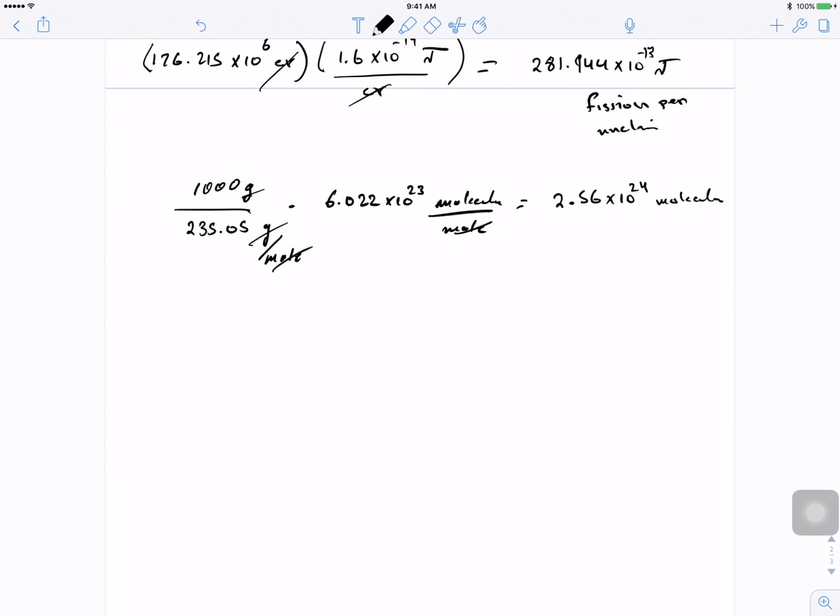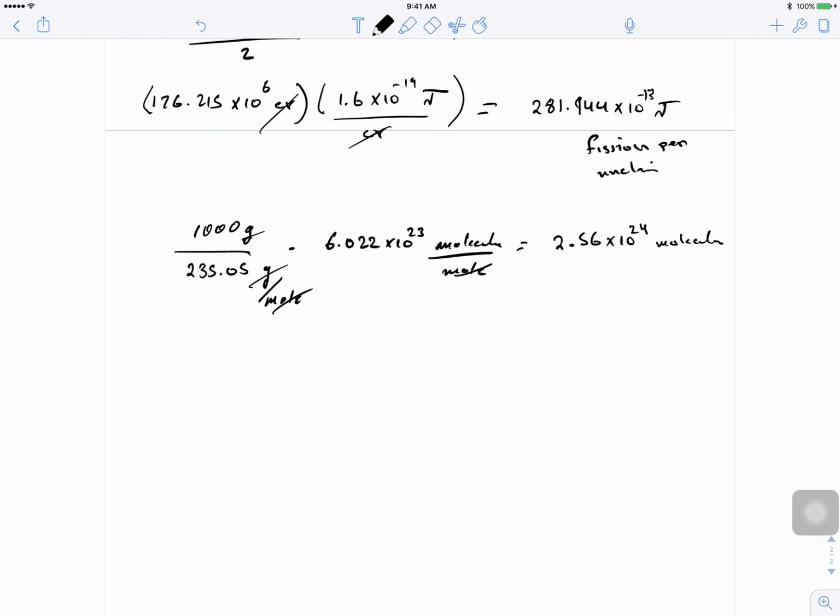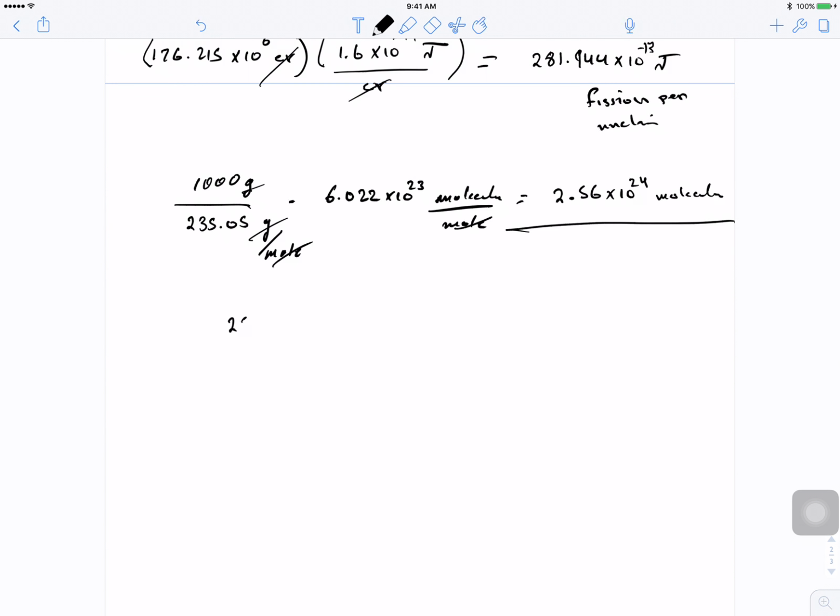So from here we need to find the total energy. We have the number of molecules that will undergo fission, and we multiply it by the energy per fission. So 281.944 times 10 to the negative 13 joules, multiplied by 2.56 times 10 to the 24 molecules. So we get the total energy, 7.2234 times 10 to the 13 joules.